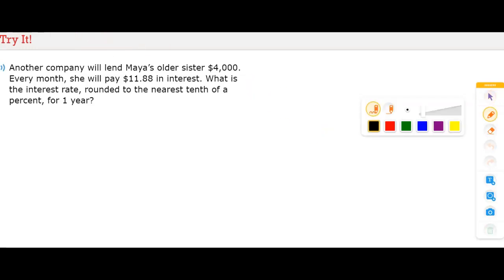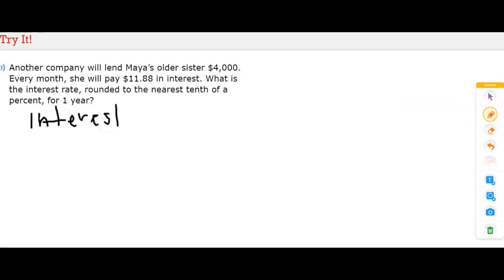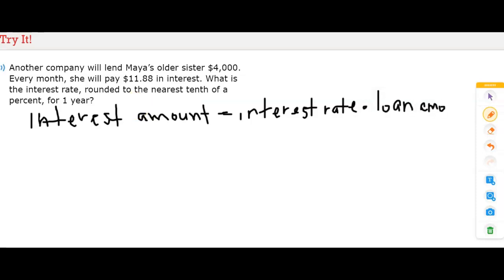All right, so we know the formula or percent equation is interest amount is equal to interest rate times loan amount. All right, so we start out with that. Now we just substitute everything. So the interest amount, it tells us in the problem, is $11.88 every month. Well, we want to know for 1 year based on the question.